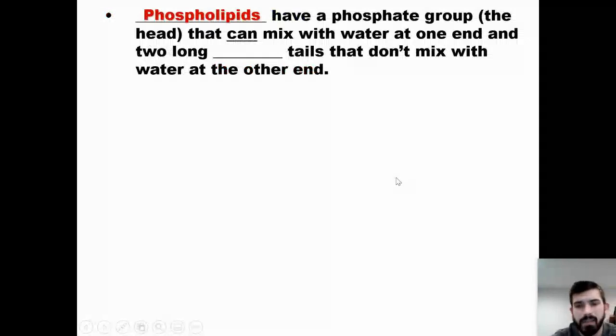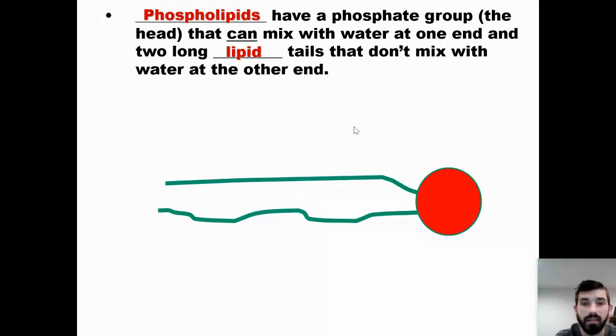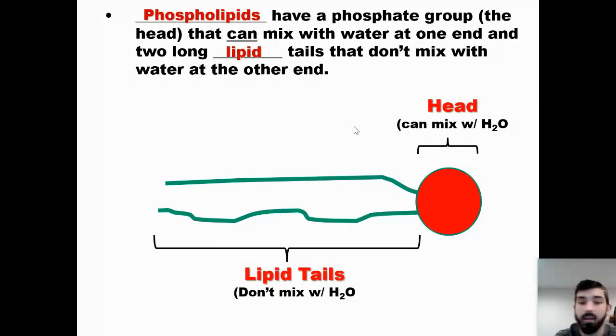So, phospholipids, which are the orange head with the two tails, have a phosphate group, the head, that can mix with water at one end and two long lipid tails that do not mix with water at the other end, like this. So there is the head. It can mix with water because it is polar. And there are the tails. They are more oily. Okay, they don't mix with water. Those are non-polar.